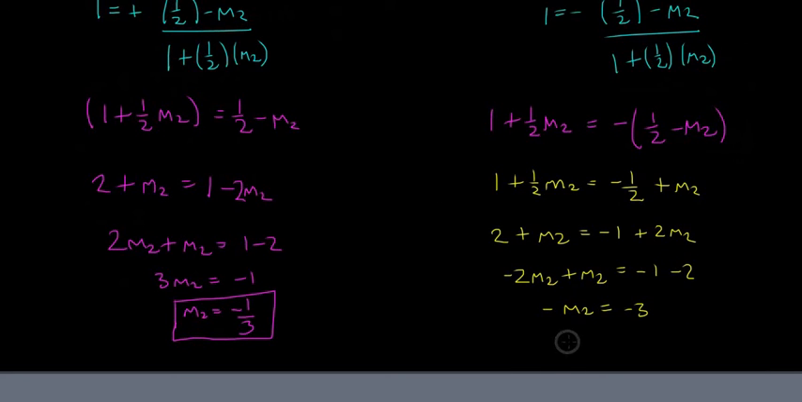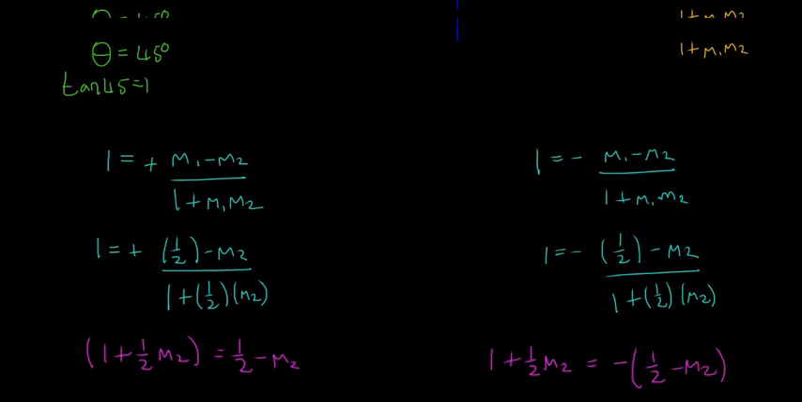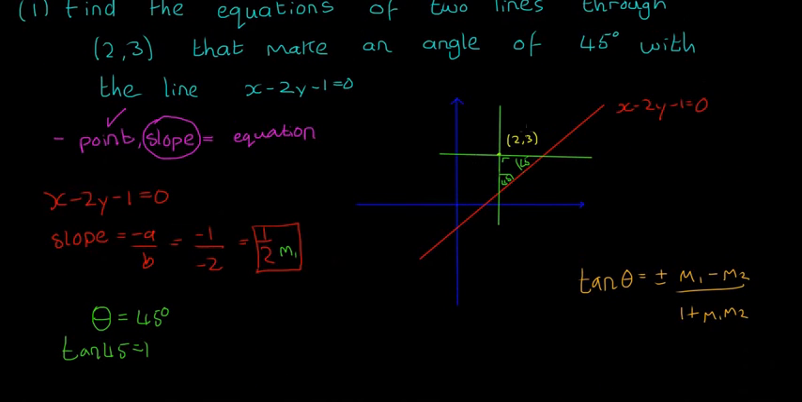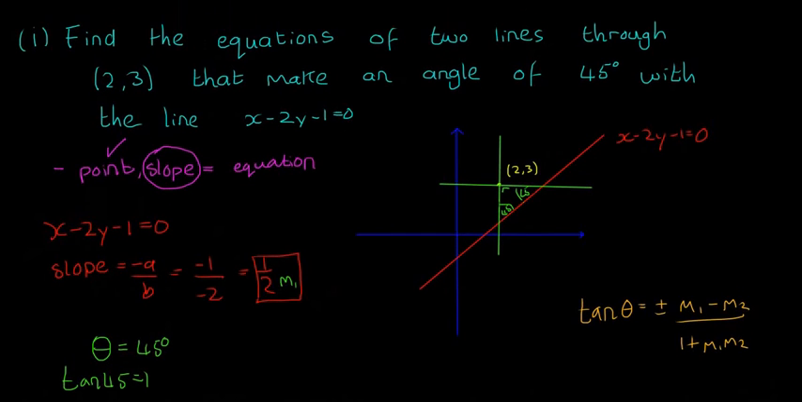And our final answer for m2 is going to be 3. Okay, so there we have two different slopes that the green line could have. So we have m2 is equal to minus a third, or m2 is equal to 3. So those are the two slopes of the two different green lines here. Does that make sense? So now we can almost finish our answer. The question is asking for the equations of the two lines.